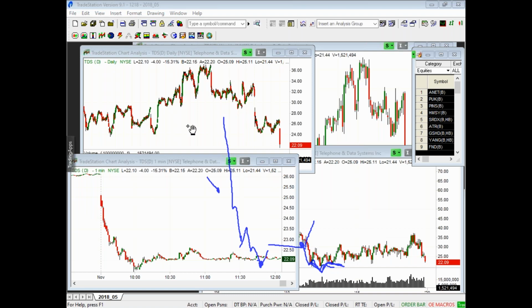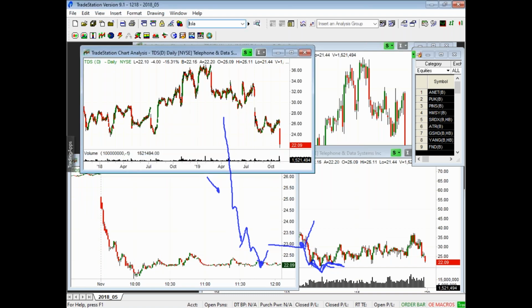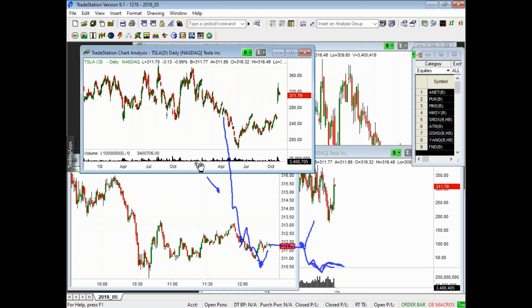So, question on Tesla. Tesla is one where you had that gap that was just too extreme, kind of exhausted the move.